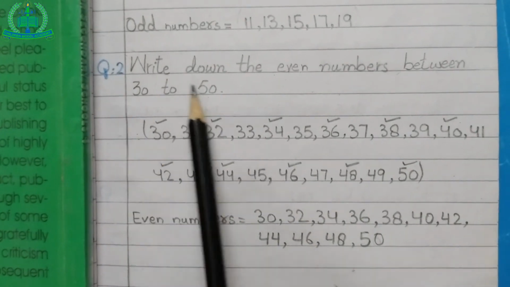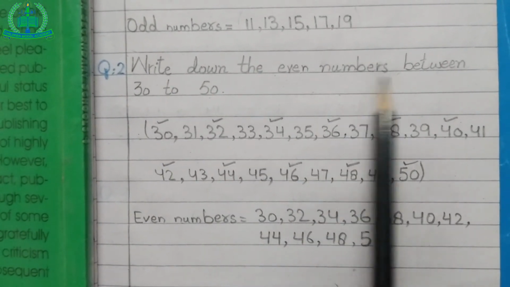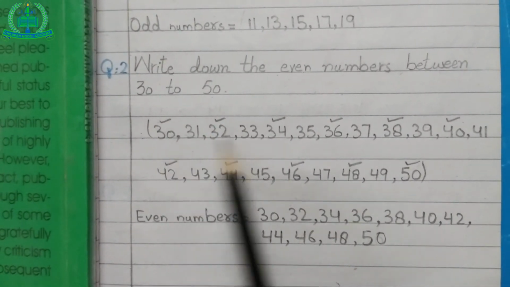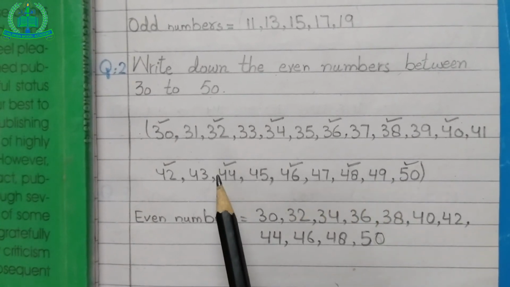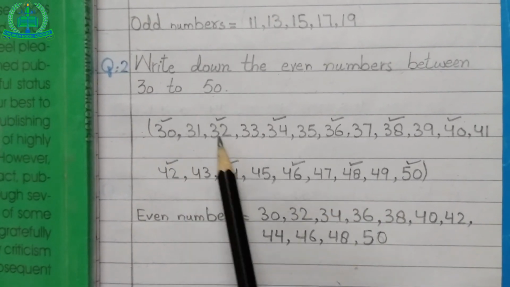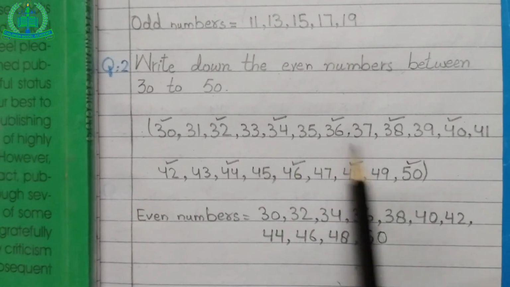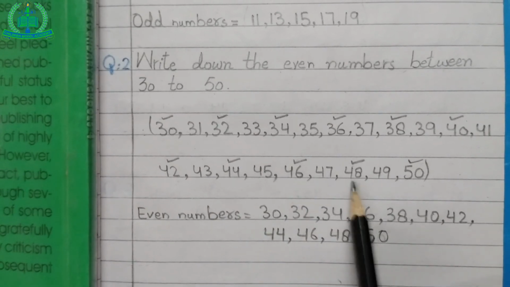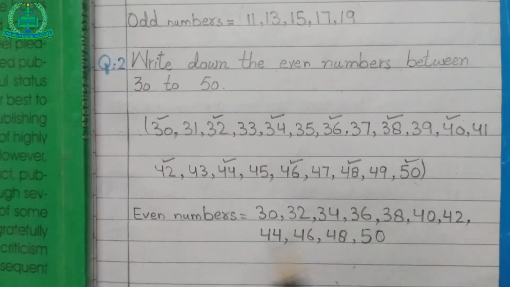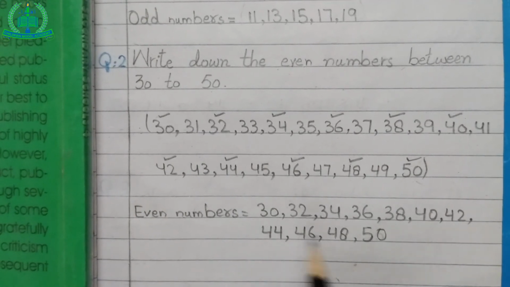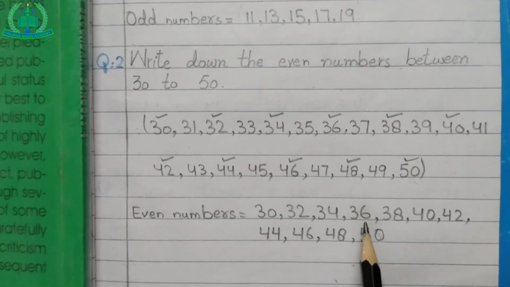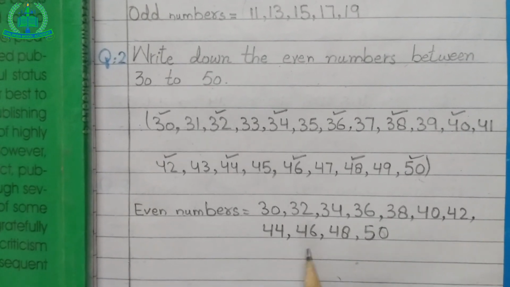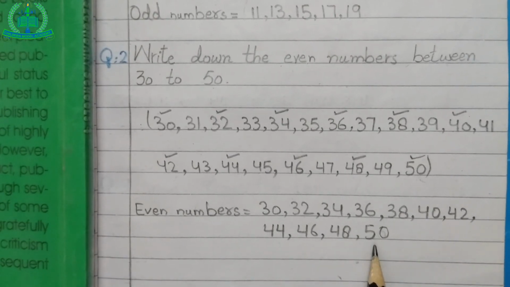Question number 2 is: write down the even numbers between 30 to 50. Write counting from 30 to 50 and separate the numbers which end with 0, 2, 4, 6, 8 in one's place. Even numbers are 30, 32, 34, 36, 38, 40, 42, 44, 46, 48 and 50.